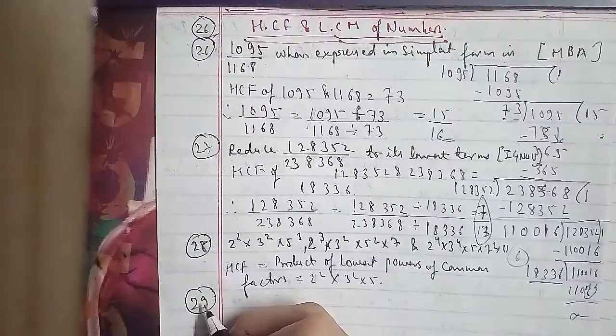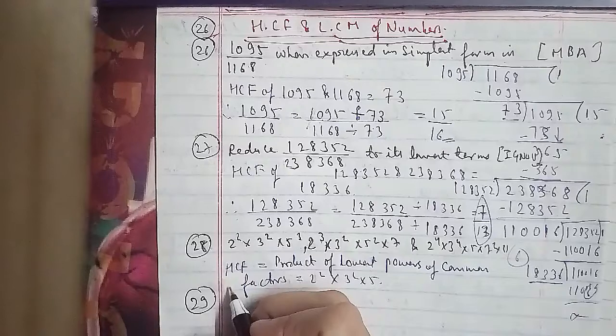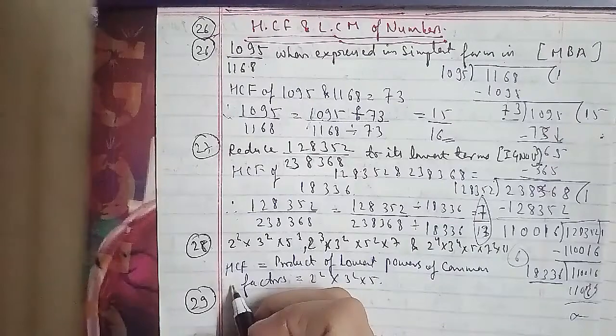The numbers are 2 power 4, 3 power 2, 5 power 3 into 7; 2 power 3 into 3 power 3 into 5 power 2 into 7 power 2; and 3 into 5 into 7 into 11. That's what we have to find out. So let's go ahead with the solution as well.